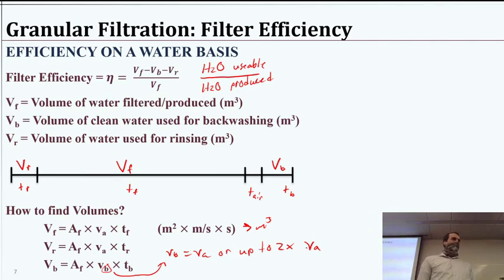If I don't give you this on a problem, just assume they're the same. So VA equals VB. If you're in doubt, you can write your assumption, or I'll probably tell you somewhere in the prompt that the VB is twice the VA, or like it's backwashed at twice the loading rate, something like that. So that should tip you off to the information you need, but it's also fine to assume, if it is unclear, just write your assumption clearly, and that'll be okay.